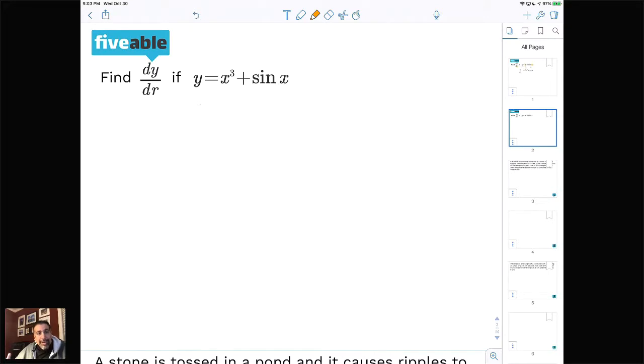But this time, the directions are to find dy over dr. So my question for you guys, and if you could answer in the chat, I'd appreciate it, is what role does r play in this problem? If you look at the equation, you don't see an r, but I'm asking you to take the derivative with respect to r. So what role does r play? And this is kind of an important thing because this is going to tell you who your variables are.